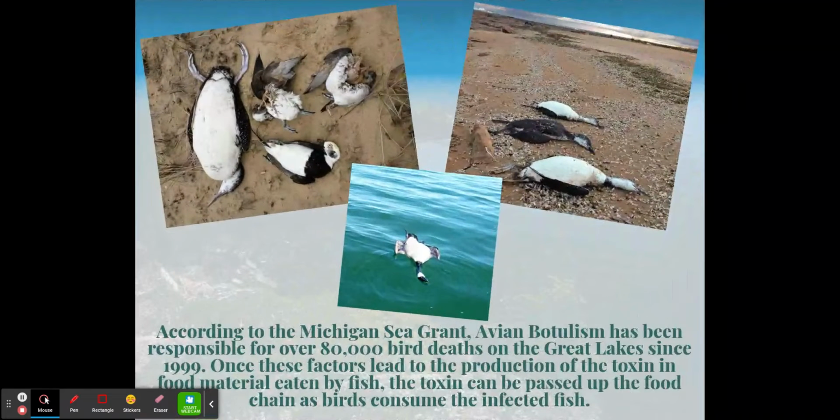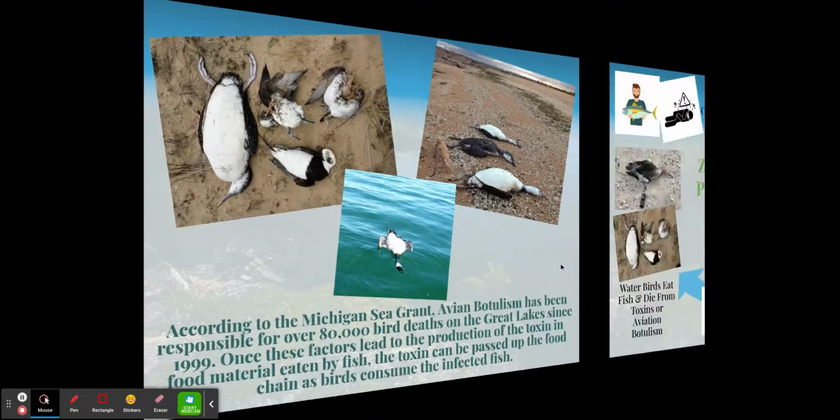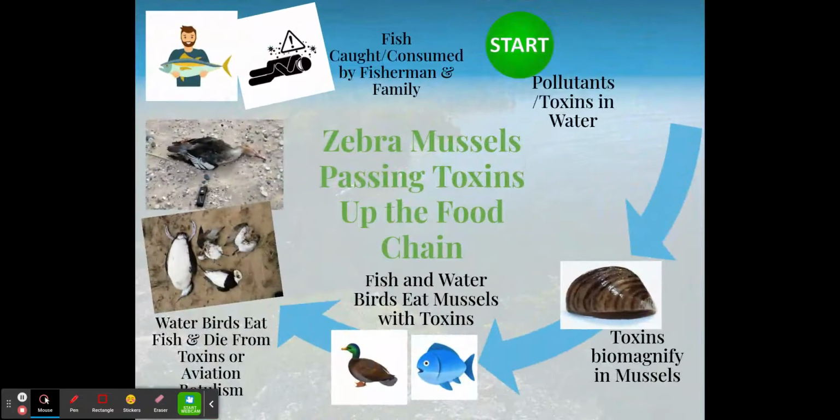So, speaking of avian botulism, according to the Michigan Sea Grant, avian botulism has been responsible for over 80,000 bird deaths in the Great Lakes since 1999. Once these factors lead to the production of the toxin in food material eaten by fish, it is passed up the food chain as birds consume the infected fish. So, here is kind of how that all starts. They biomagnify in the mussels, birds, fish, and then either the birds die, or humans can bring the fish home, eat them, and their families can get sick.